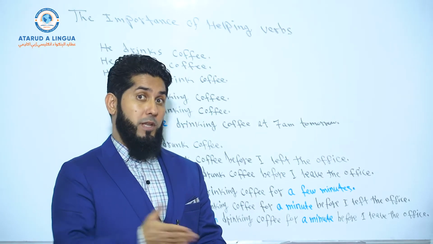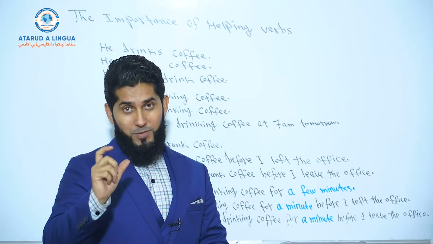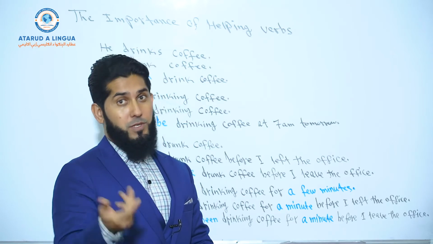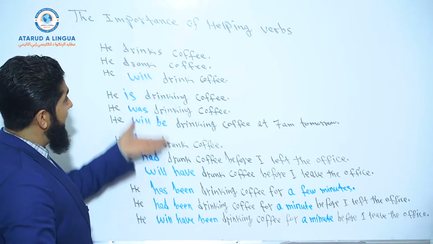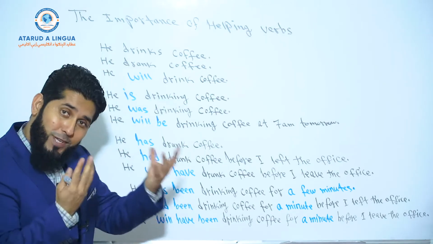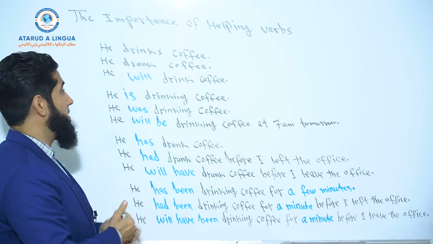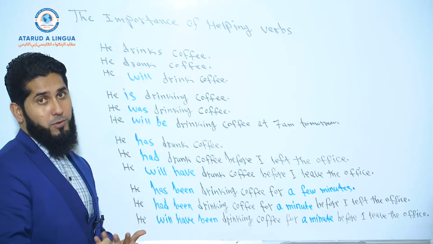Again, if we wanted to make negative imperative sentences, we would need helping verbs, like don't come there, don't go there, don't talk to me. Again, don't is a helping verb. So now the idea is drinking coffee. He drinks coffee, simple present tense. Obviously, we would be able to make an affirmative sentence in simple present tense without any to be verbs.